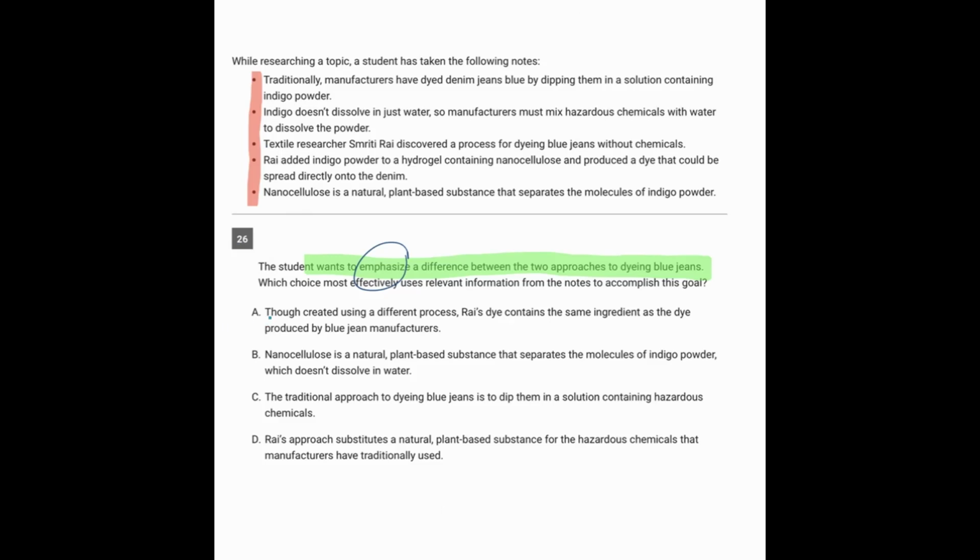A says, though created using a different process, the dye contains the same ingredient as the other dye. So saying that they contain the same ingredient is more of emphasizing the similarity. So I'd rather not pick A. B, nanocellulose is a natural plant-based substance that separates the molecules of indigo powder, which doesn't dissolve in water. No difference there between the two approaches.